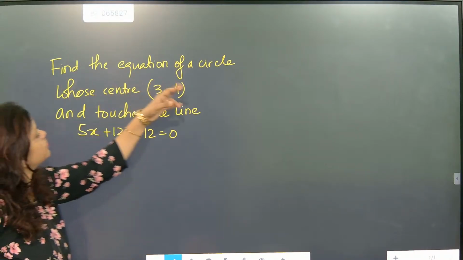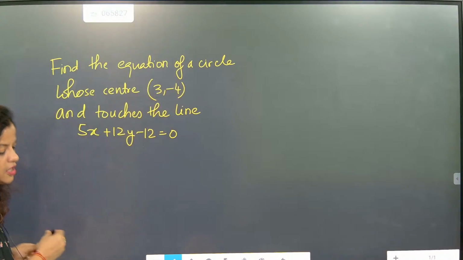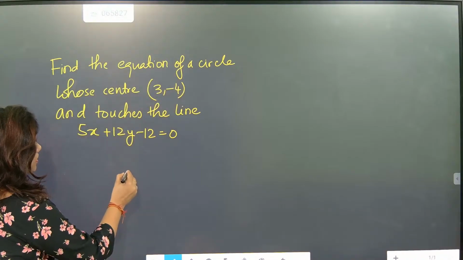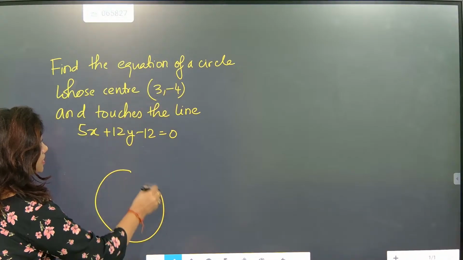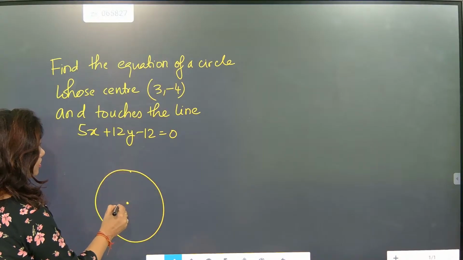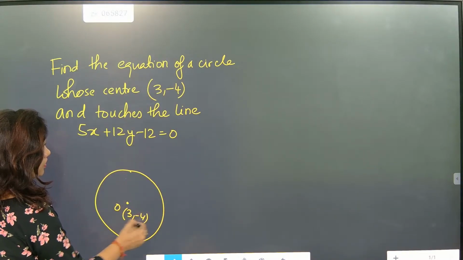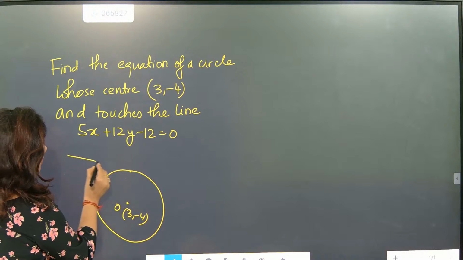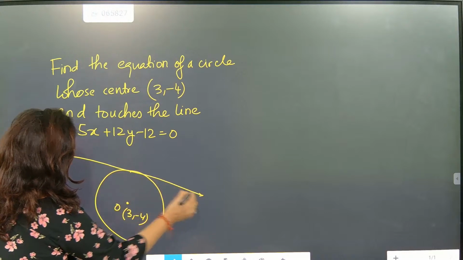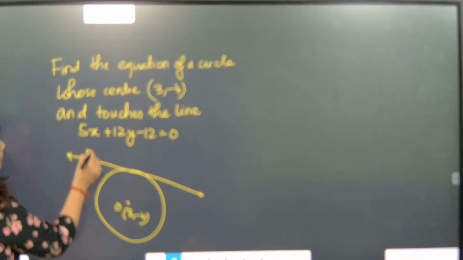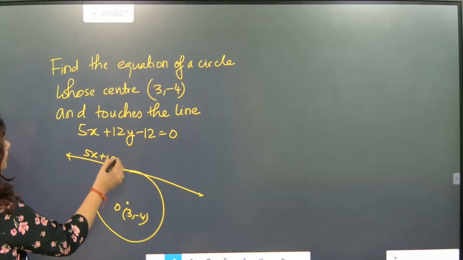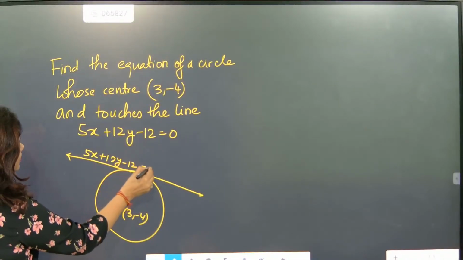See, find the equation of a circle whose center is this. So now we need to understand, Rudra, here that center of the circle is given. The center of the circle given here is 3 comma minus 4. Okay, and one line is touching the circle and going. That line is 5x plus 12y minus 12 equal to 0.